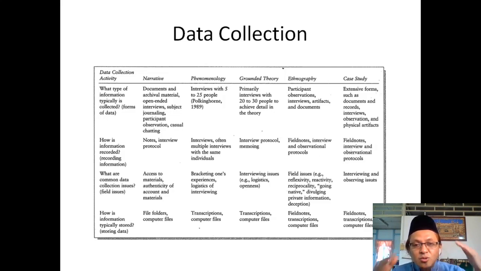Bracketing is a situation where you exclude your past experience, whether you yourself had gone through that event or phenomenon, or you may have read somewhere, so you have some idea about that event. That thing must be excluded from your mind. This is what we call bracketing.